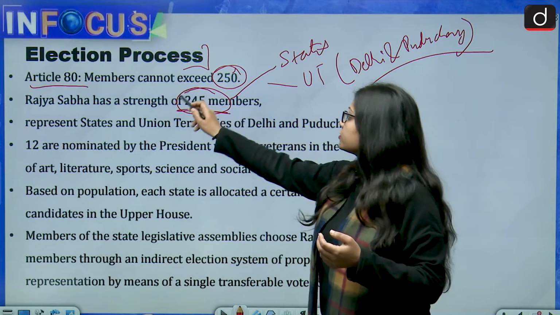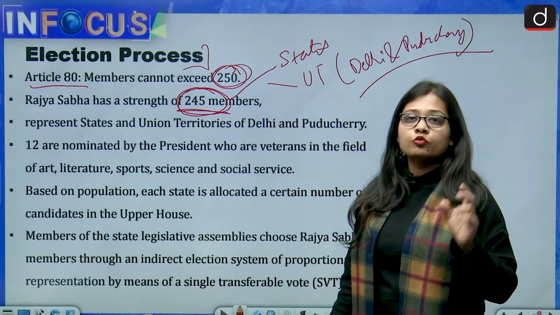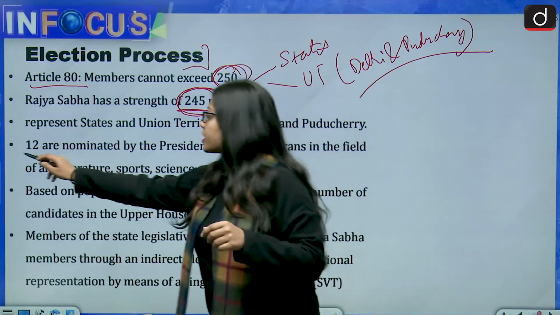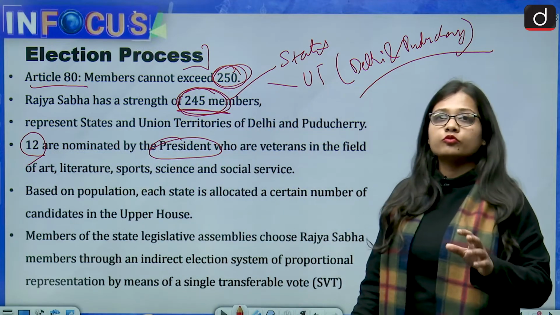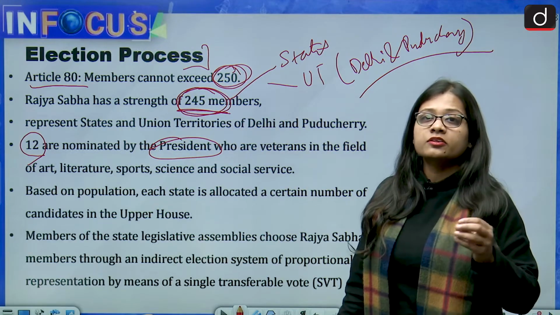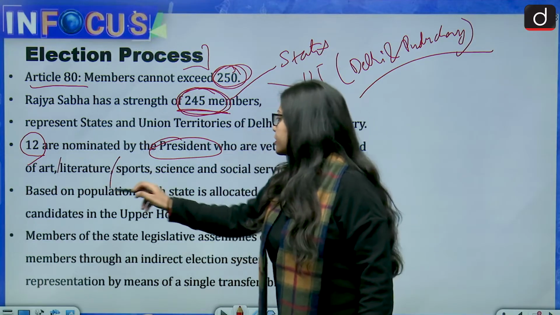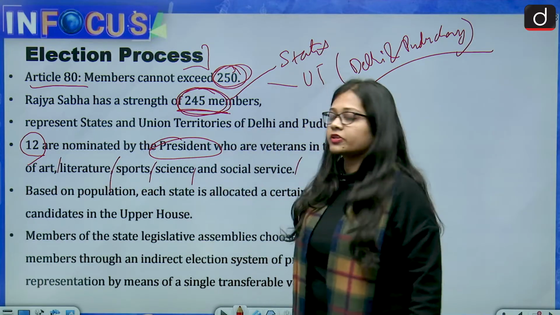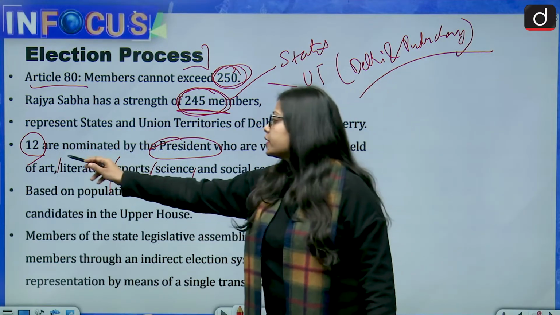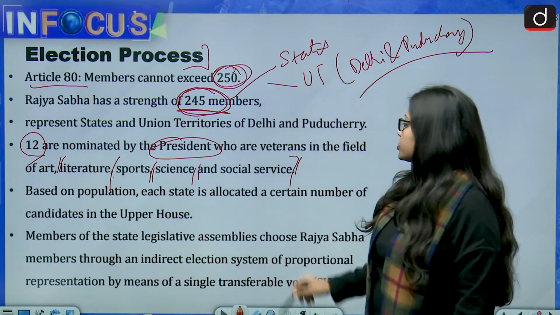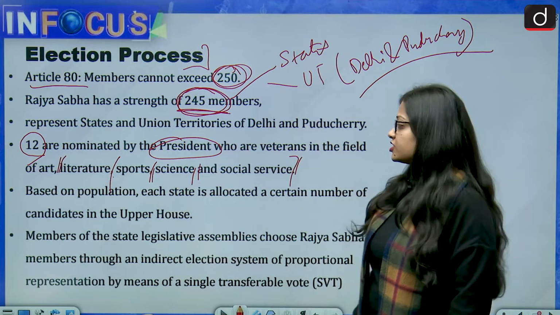Out of these 250 members, 12 members are nominated by the president, and this is with regard to their good work in the field of art, literature, sports, science and social service. With regard to the good work done by people in art, literature, sports, science and social service, the president can nominate 12 members to the Rajya Sabha.